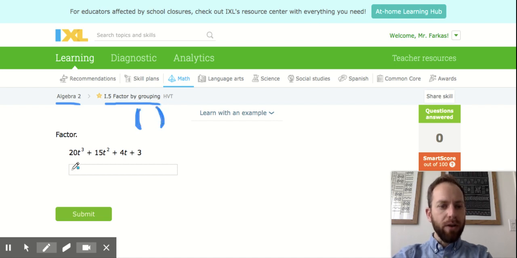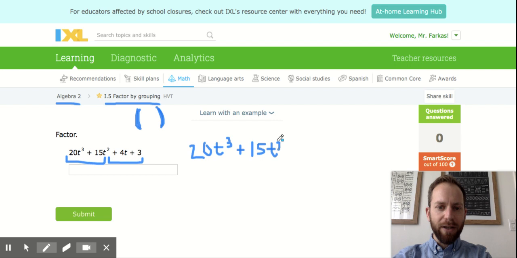All right, so here we're going to group these first terms together, and we'll group these second terms together. And we're going to try and factor something out of them so that we get something repeating here, okay? So let's go ahead and look at these first terms. 20t cubed plus 15t squared. Let's go ahead and rewrite that, okay? 20t to the third power, that means there's 3 t's being multiplied times themselves, and 15t squared, right? So this means there's 2 t's being multiplied times themselves.